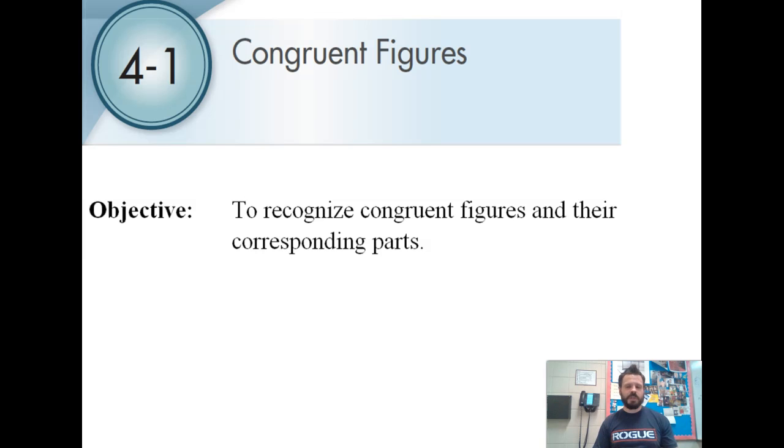In 4.1 we're going to talk about congruent figures. The objective is to recognize congruent figures and their corresponding parts. Let's get going with that right now.